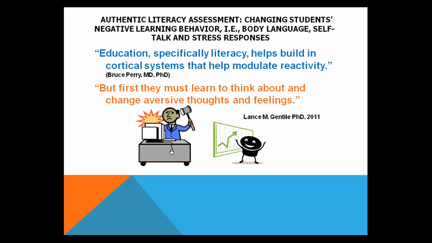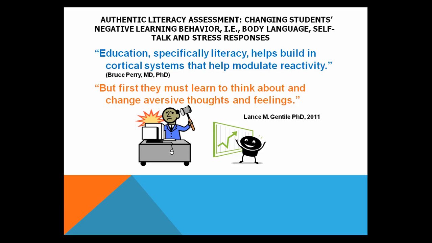Before we're able to do anything in terms of reversing their difficulties in language and literacy development, they have to first learn to think about and change aversive thoughts and feelings. Eleanor Roosevelt said that in order to gain confidence and strength, we must confront each experience that causes fear in a way that allows us to face it and face it directly. That's the way we get better at doing things, and we must confront those fears or those challenges that allow us then to progress.